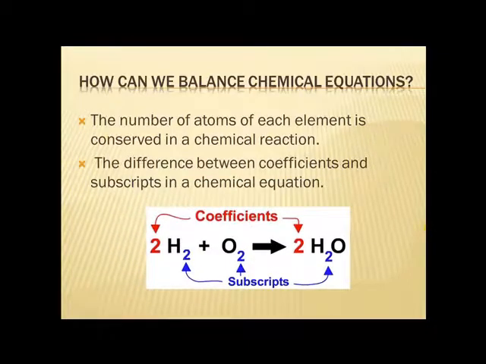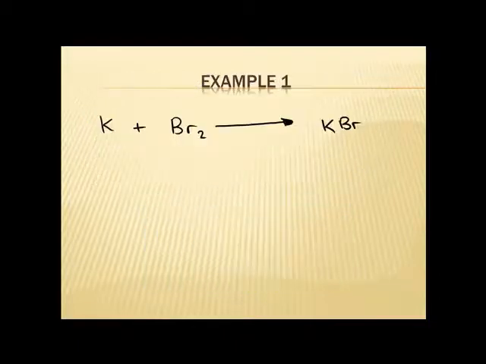Here's an example. The coefficients here are labeled in red, and you always change the coefficients during a chemical reaction. However, you never change the subscripts because it can result in the forming of different compounds. Here's an example of an unbalanced chemical equation. It does not follow the law of conservation.